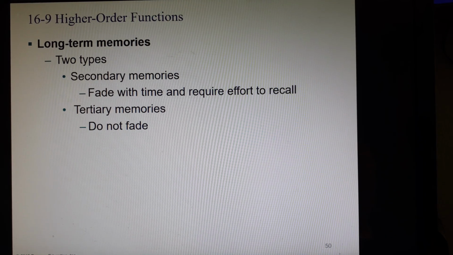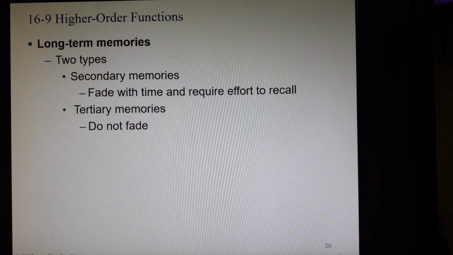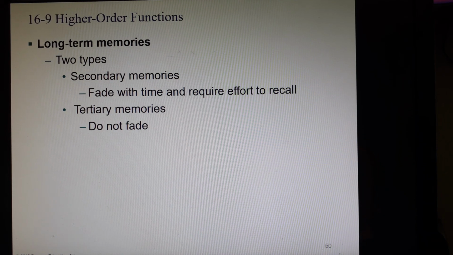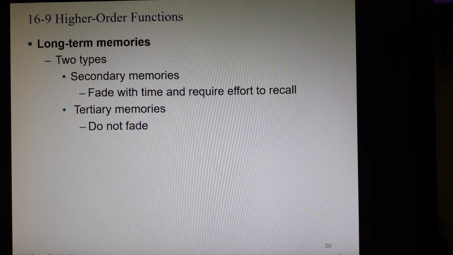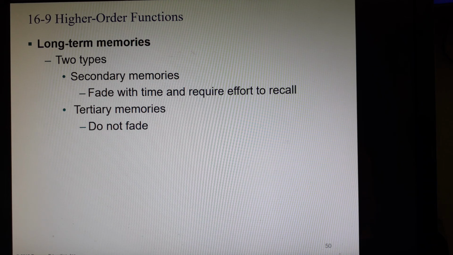long-term. Now, within long-term, we have two types. We have secondary and tertiary. Now, tertiary, I'm going to start there. Tertiary memories are permanent. Again, these are often tied to very strong emotional events. Your best day, your worst day, memories of your mother, your pet, all of those things are going to be tertiary memories, and they don't go anywhere.